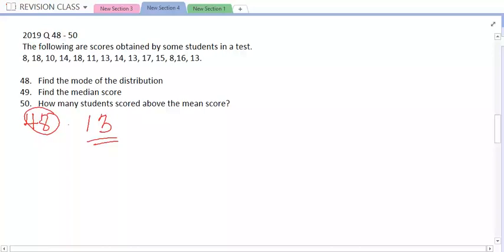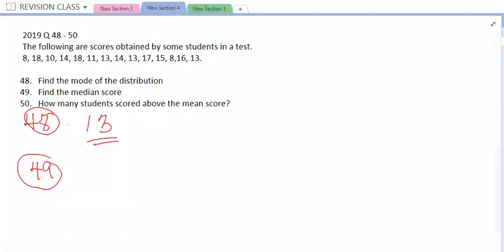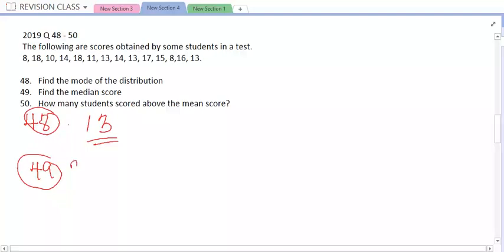Then we have number 49. Question 49 says we should find the median score. Now, I told you if you want to find the median, all you need to do is to first rearrange the data in ascending order. The first data there is 8, and it occurred twice.